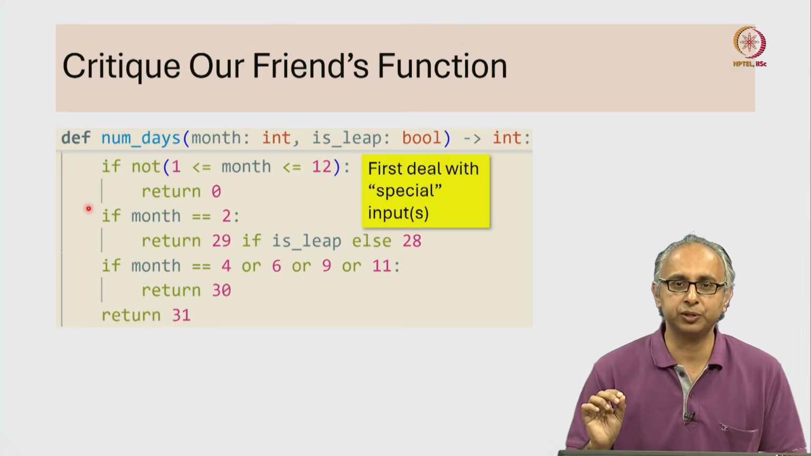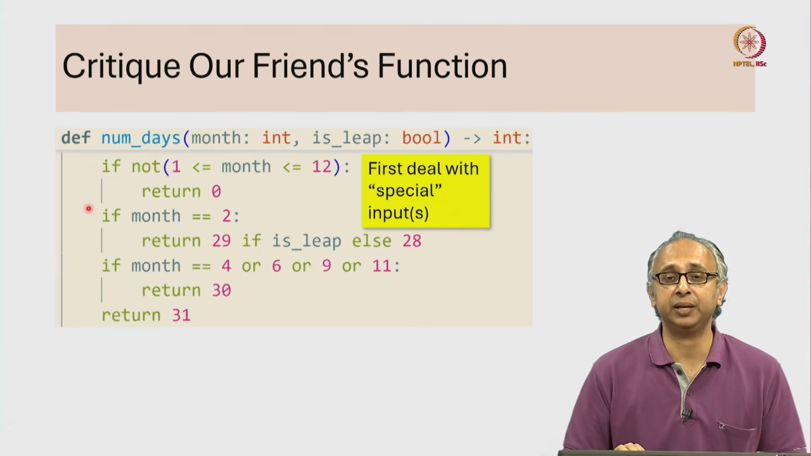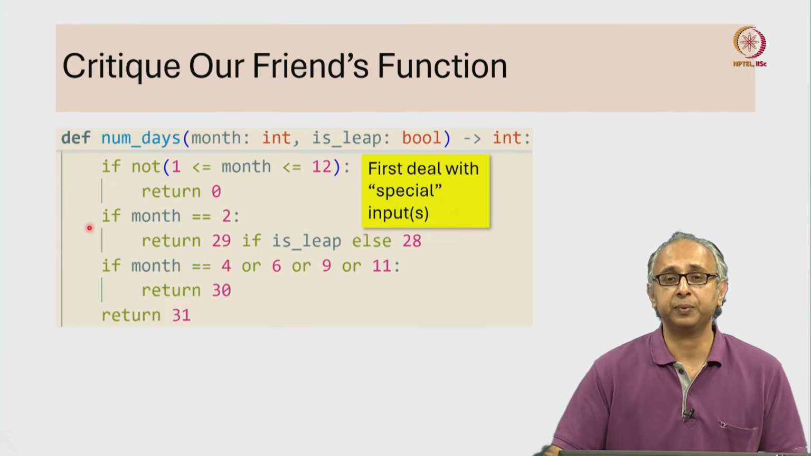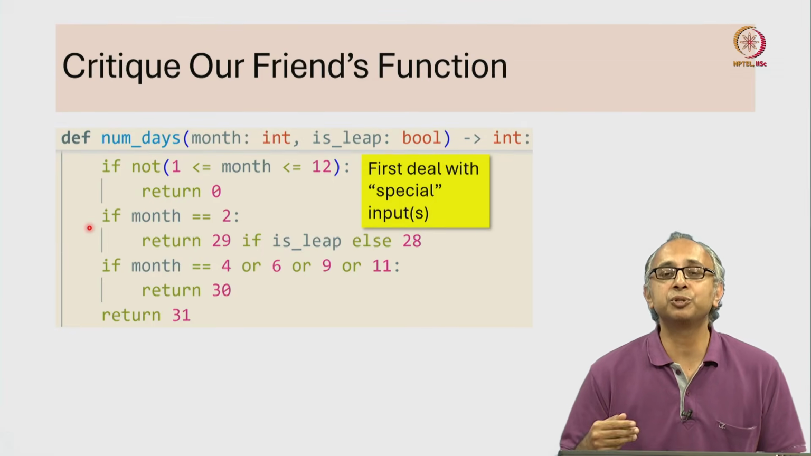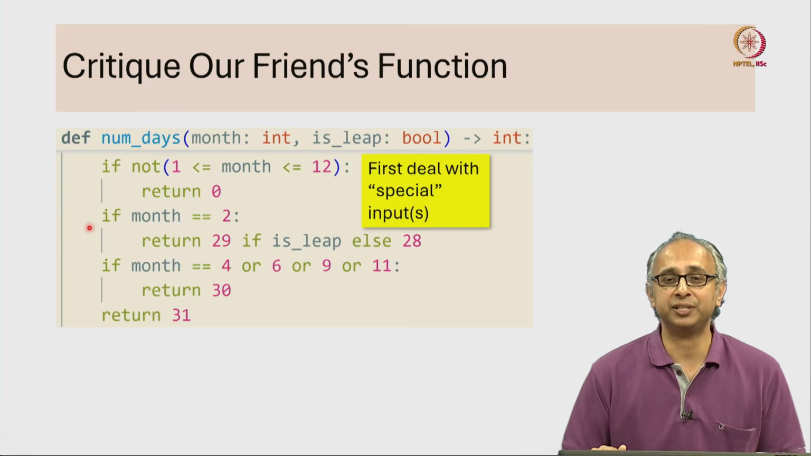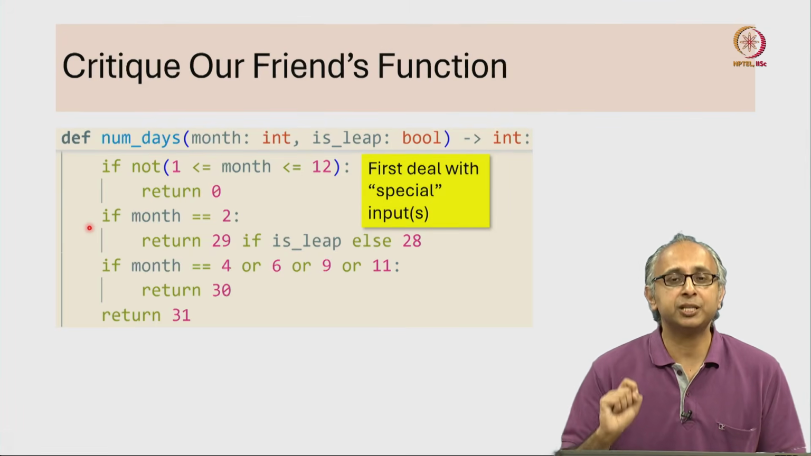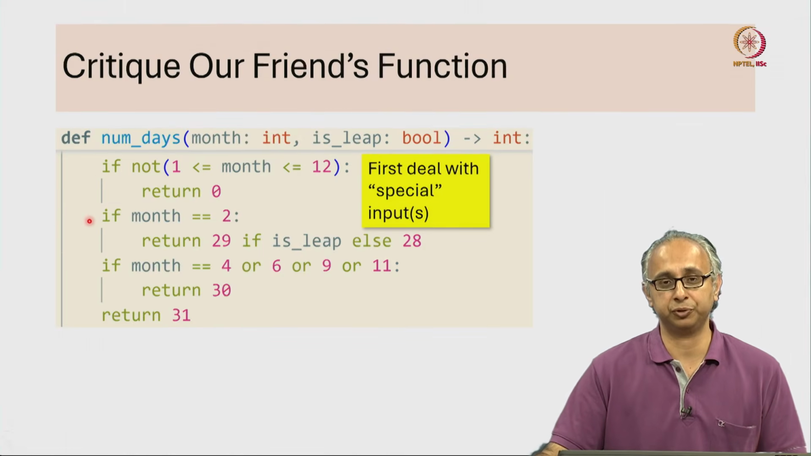So the first condition deals with the situation where the month is illegal, and we handle that immediately. Secondly, we deal with February, and we handle that. But in both these cases, there's some new syntax that we haven't yet seen. So I will explain this new syntax to you. But first, I want you to observe this style that our friend has chosen.